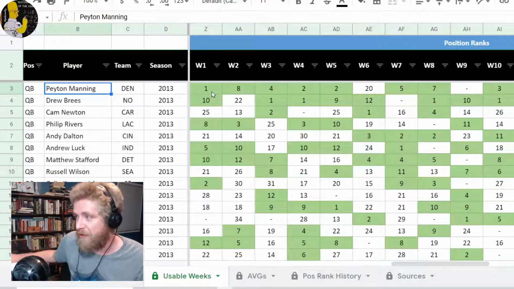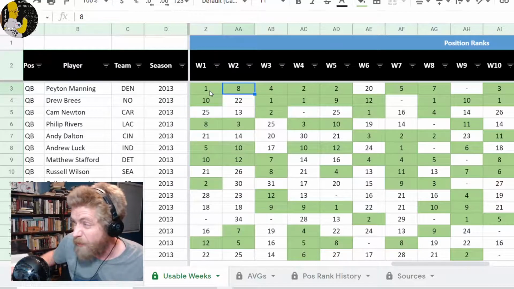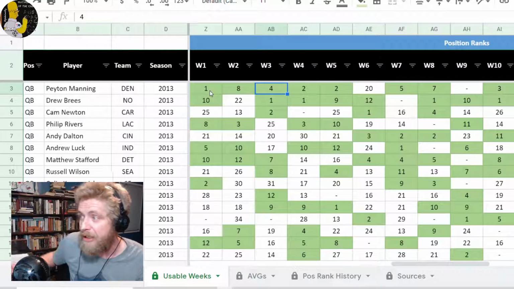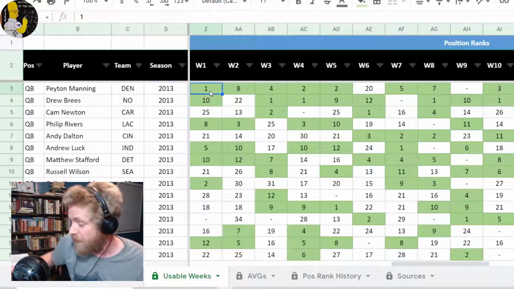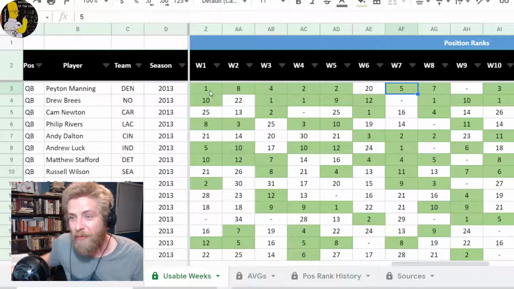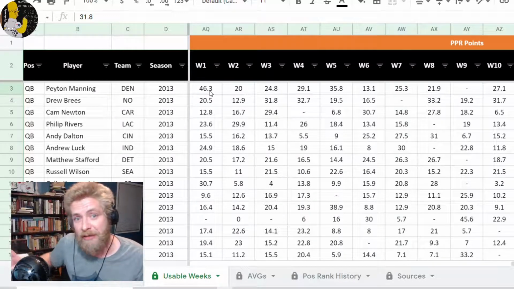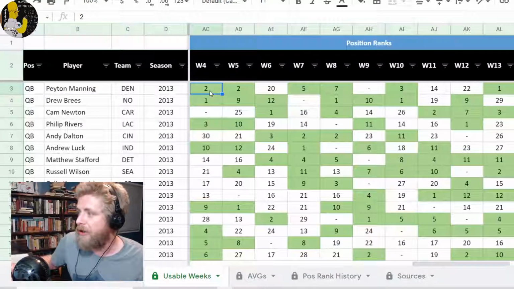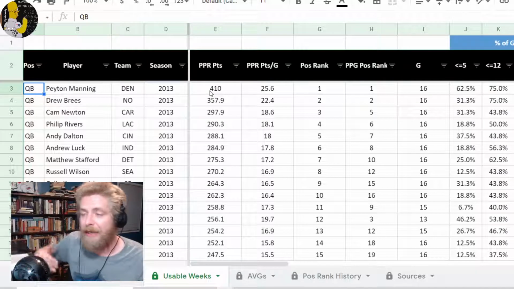So Peyton Manning was quarterback 1 in week 1, quarterback 8 in week 2, and quarterback 4 in week 3 of the 2013 season. That's how he started and really continued the entirety of the 2013 season. Further on the right, you can see the actual points per game. This is the data that I'm essentially using to calculate percentage of weeks inside and outside certain thresholds. All right, so you've actually got the history of the data that you can dig back in and take a look at individual seasons.